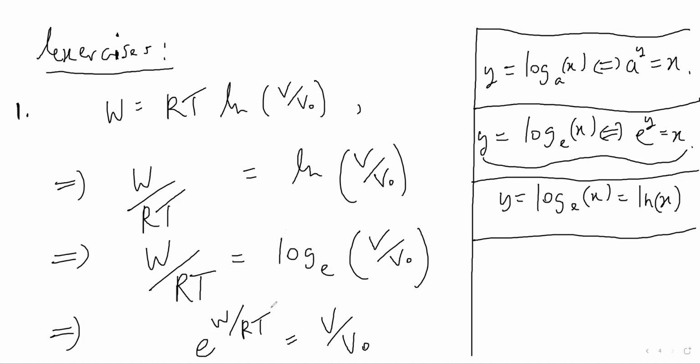So now we can simply multiply throughout this expression by v0 in order to solve for v, because the task was to write v as the subject of the formula. So our next step is to multiply both sides by v0. Okay, so let's go ahead and do that. Let's go to the next page.